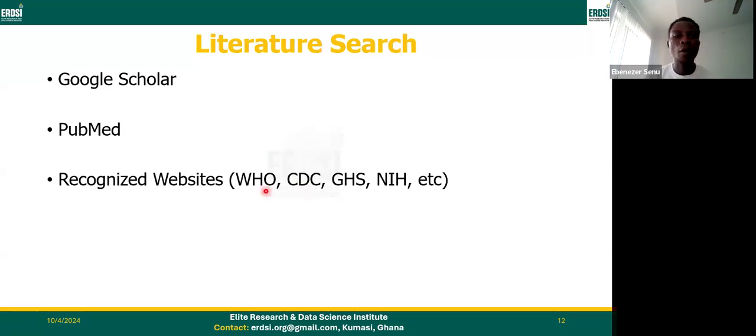So for such real-time data, you don't go and look for the prevalence in published articles in Google Scholar that were reported one year or two years ago. Straight away, you go to WHO and see the 2024 report on the prevalence of HIV and mpox. What the authors have written in Google Scholar and PubMed will be one or two years old. So you use the recognized websites for those data, and there is a way we reference all these things.